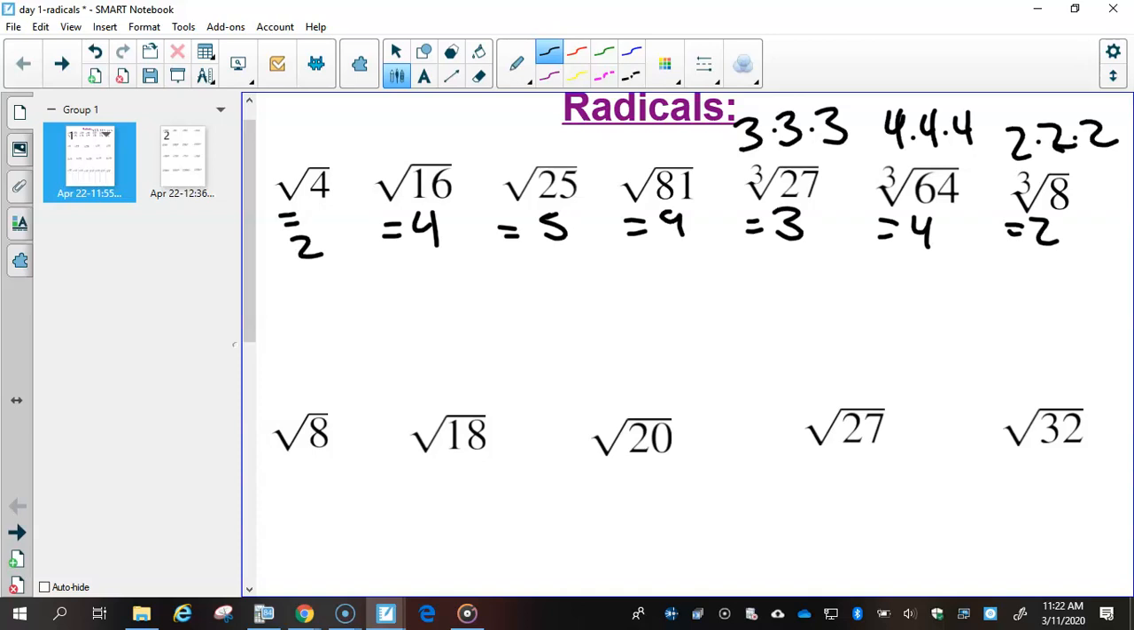So some of these you will be able to figure out, like, I'm sorry, that was cube root. Some of these you will be able to figure out because it'll be like the square root of something that's a perfect square.